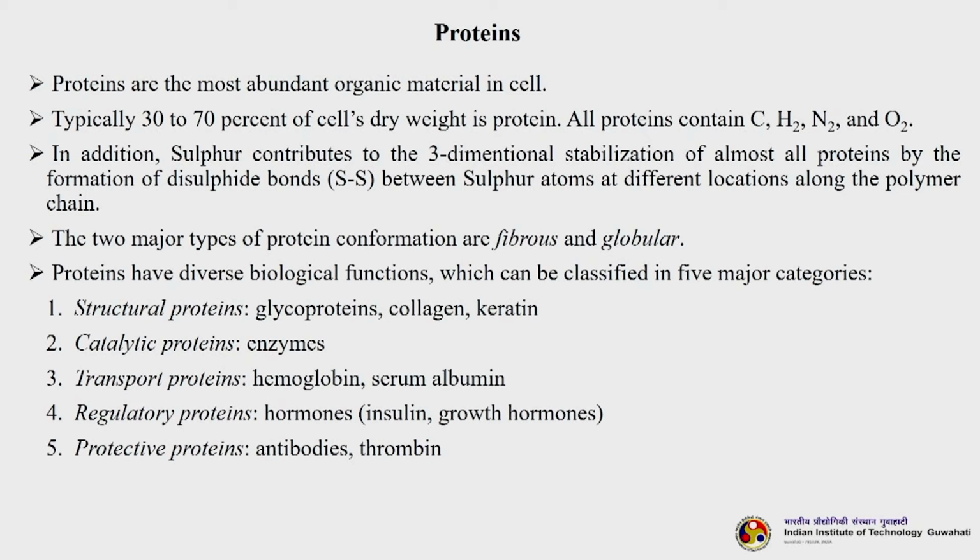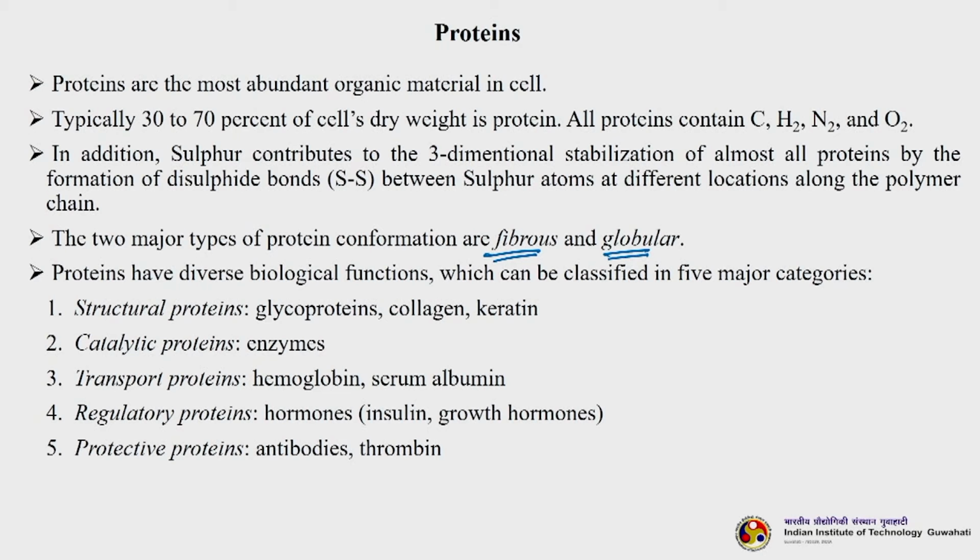The two major types of protein conformations are fibrous types of proteins and globular types of proteins. Proteins have diverse biological functions which can be classified in 5 major categories. Structural proteins, which are glycoproteins, collagen, keratin. We have catalytic proteins, which are enzymes.